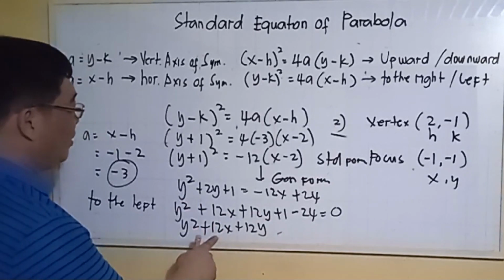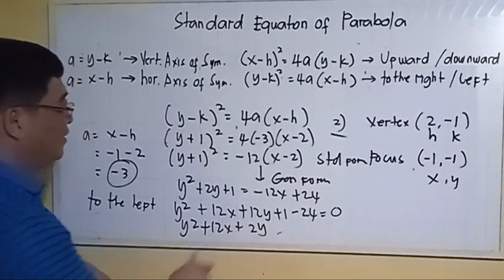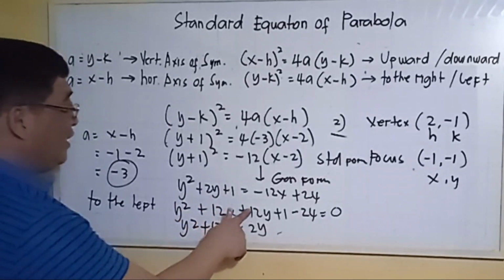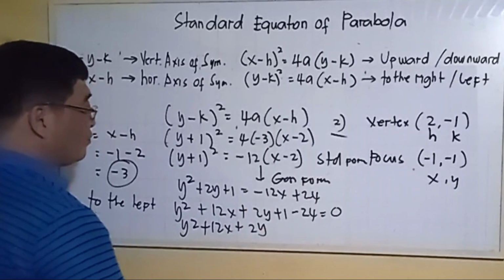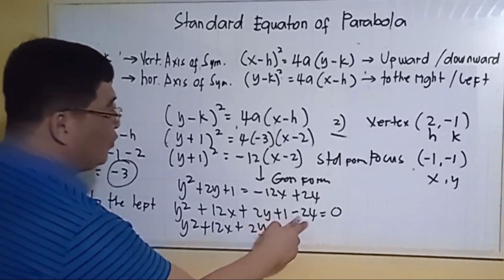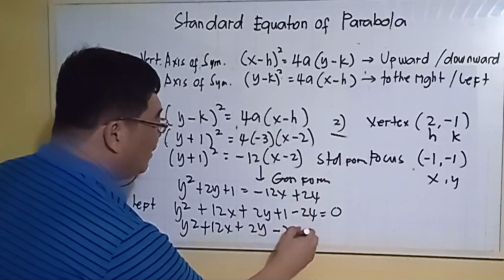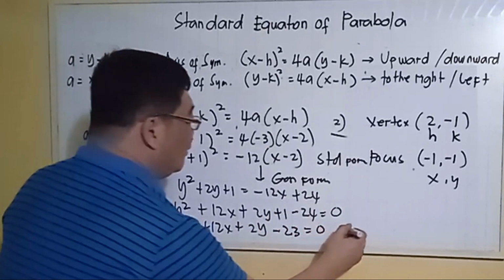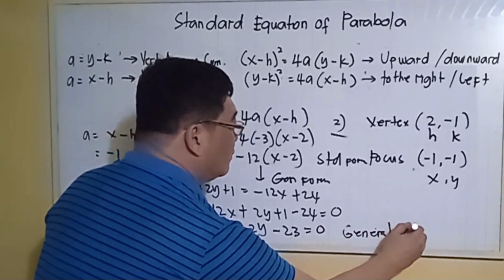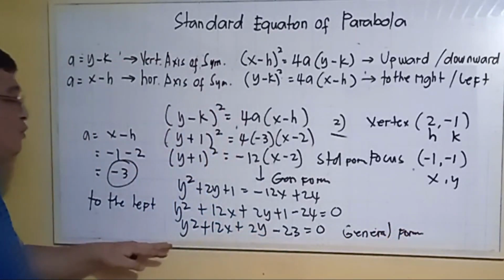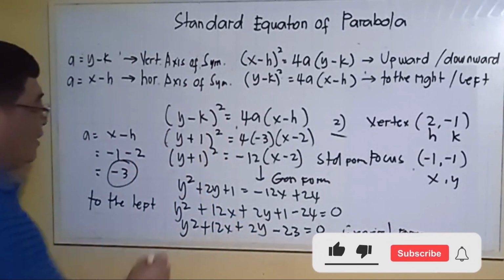I'm sorry, this is not 12. This is 2y. Okay, so kukopihin lang. Again, ito is 2y, nagaya ko sa 12. Tapos, 1 saka negative 24, negative 23 is equals to 0. So, ito na yung general form natin. Equation of parabola in general form.